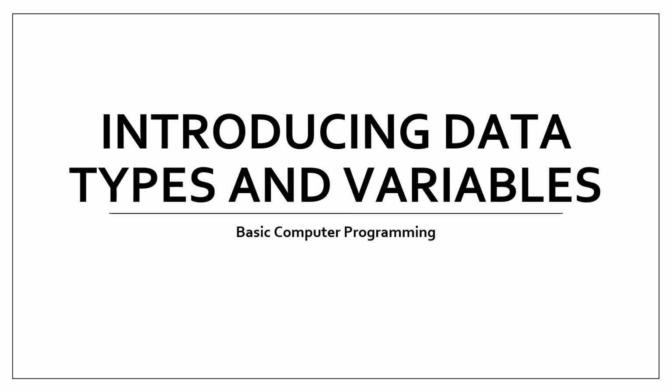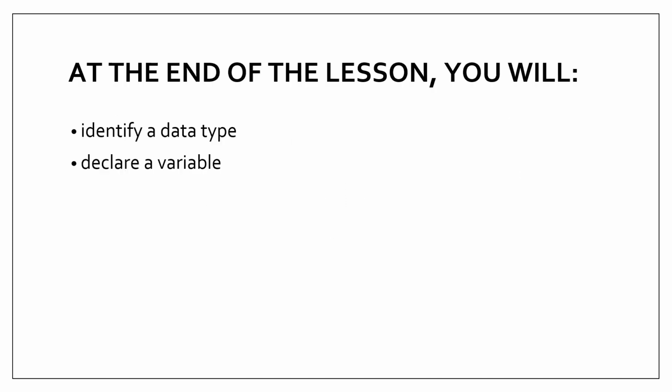Hello once again. So this is another video session about basic computer programming, and this time we'll talk about data types and variables as part of our course in writing basic computer programs using Java programming language. And in this particular video session, you will be able to identify what a data type is and also declare a variable.